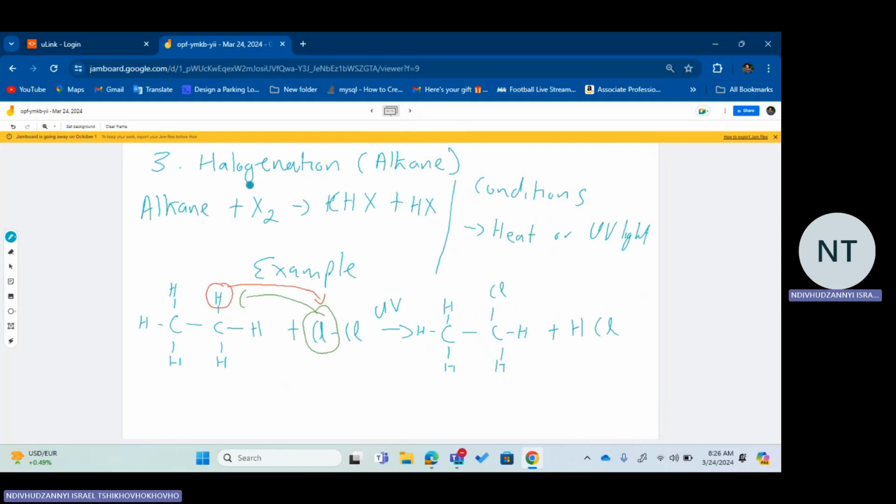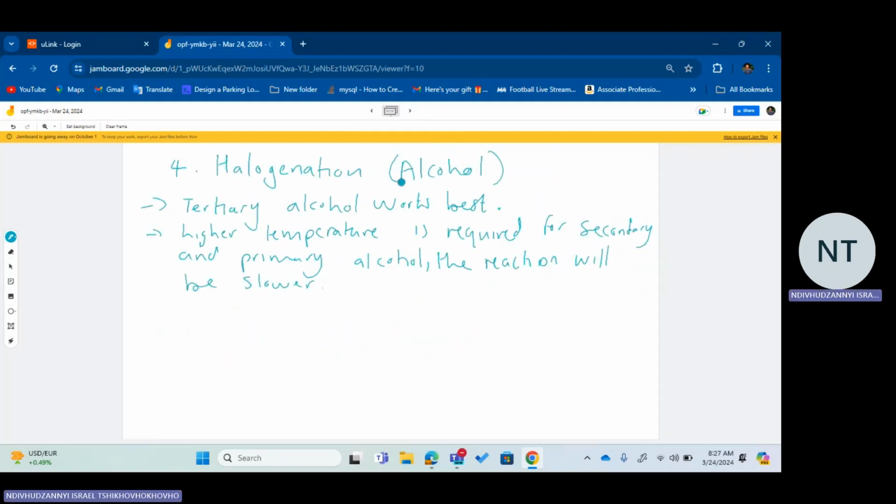The third one, we did halogenation of alkane. As you can see that the condition we need heat. And the last one, we did halogenation of alcohol under substitution. And the best alcohol to use is a tertiary alcohol because the others will require a higher temperature and it will make the reaction slower and all that.